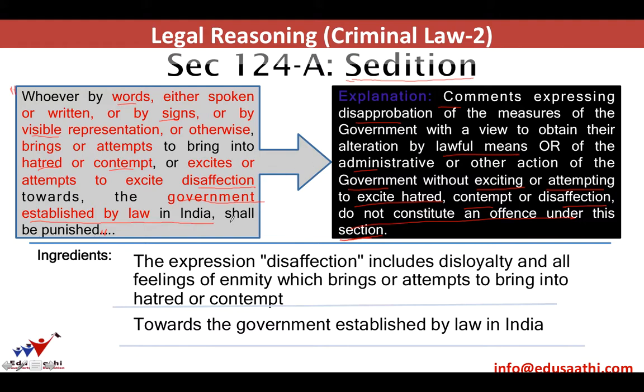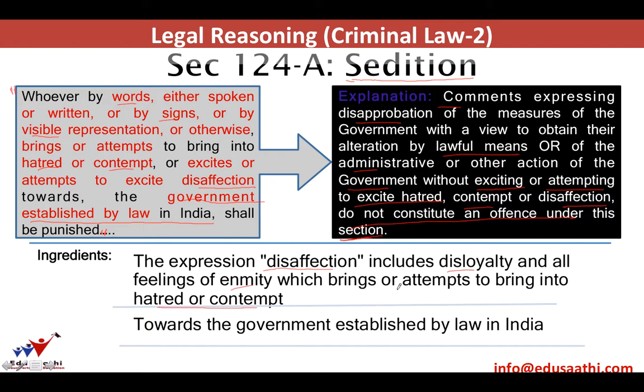So what are the ingredients of sedition? The expression of disaffection includes disloyalty and all the feelings of enmity which brings or attempts to bring hatred or contempt towards the government established by law.